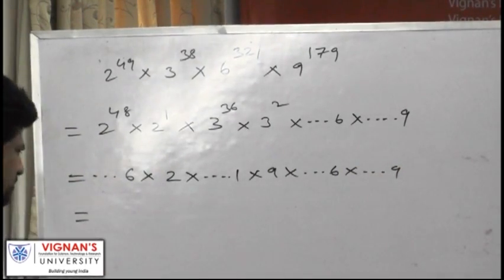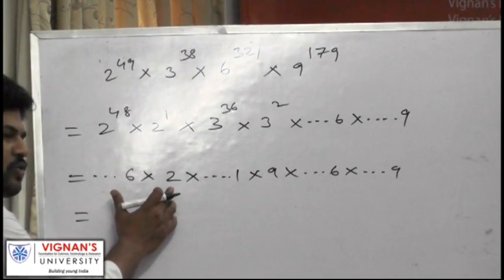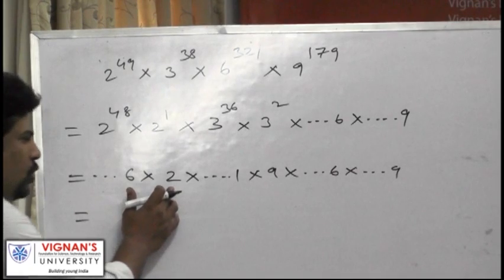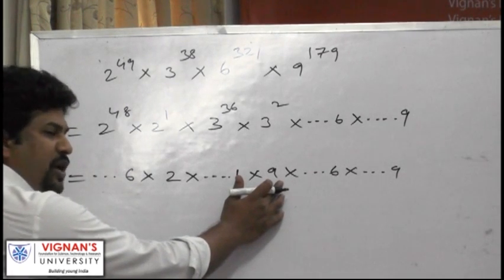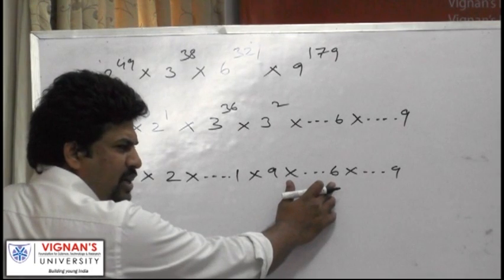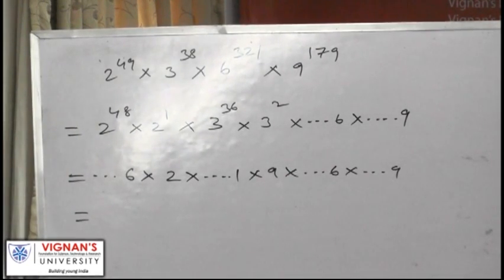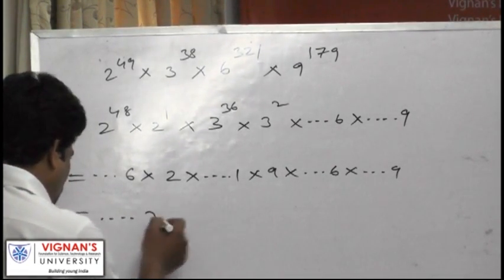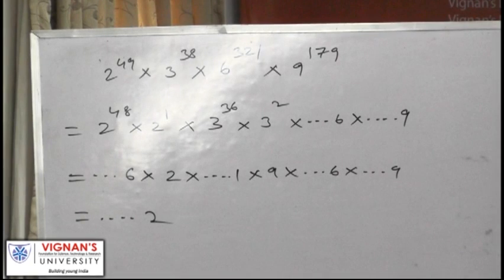Now look at this. 6 twos are 12. What is the unit digit? 2. 2 ones are 2. 2 nines are 18, what is the unit digit? 8. 6 sixes are 36... 8 nines are 72. What is the unit digit? 2. So if this number is divided by 5, what would be the remainder? The unit digit is 2, and that number is divided by 5. What would be the remainder? That's your answer.